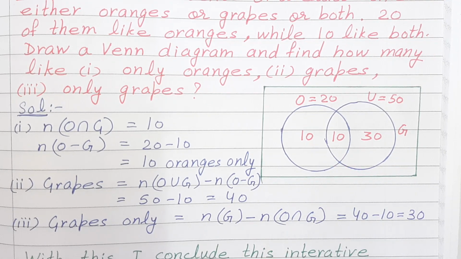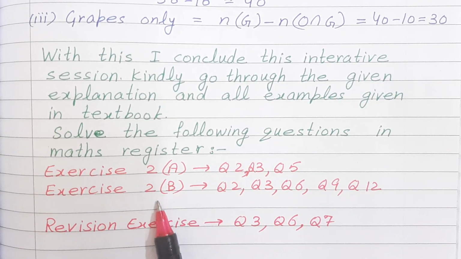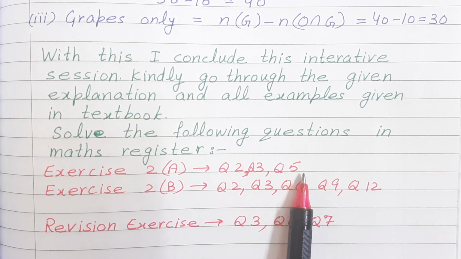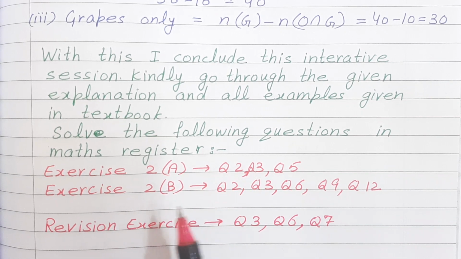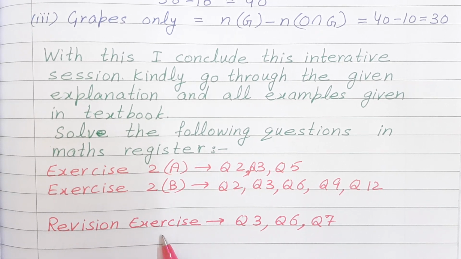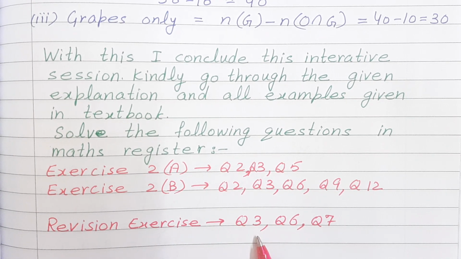Clear? Now children, with this I conclude this interactive session. Again I am repeating, go through all the examples and all the explanations given in your book. Your homework is from exercise 2A, do questions number 2, 3 and 5, and from exercise 2B, do questions number 2, 3, 6, 9 and 12. Also children, do the following questions from the revision exercise, that is questions number 3, 6 and 7. Now thank you everyone.